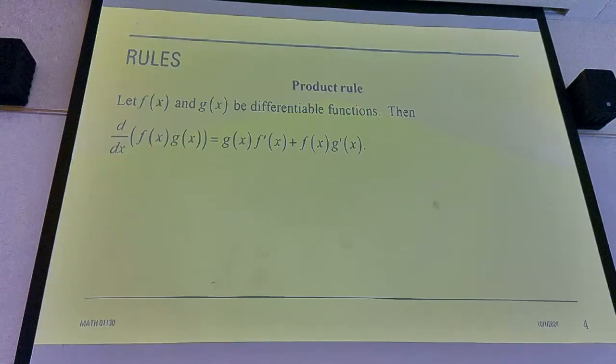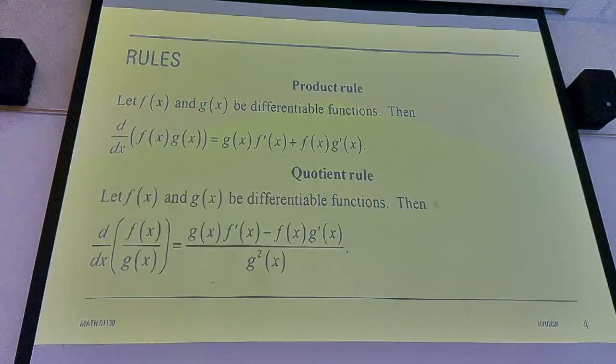What if you're given a quotient of functions? Once again, it's not going to be the quotient of the derivatives. The derivative of f over g is g times f prime minus f times g prime, all over g squared.